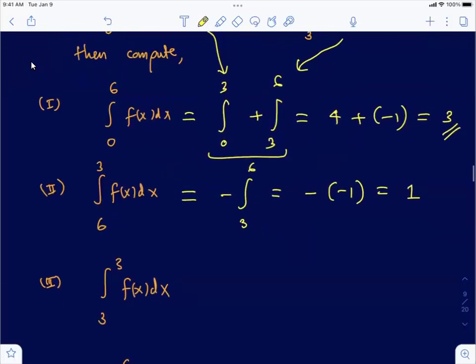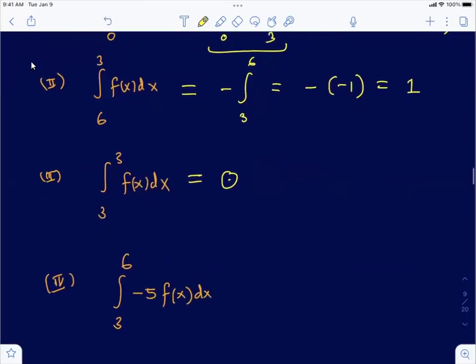The next part, from 3 to 3, nobody needs to say anything about this. The same bound. So we know what's going to happen. It's going to be just 0 because there is no length in the base.